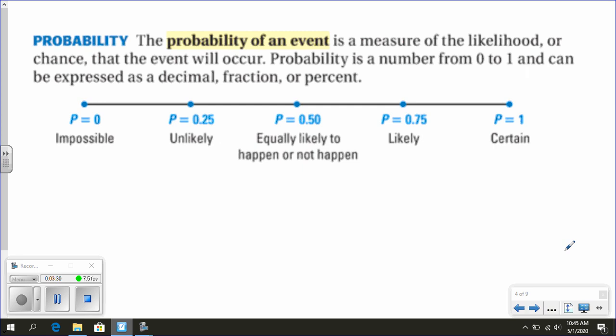Probability. The probability of an event is the measure of the likelihood or chance that it is to occur. Probability is a number from 0 to 1 and can be expressed as a decimal, fraction, or percent. So if we have a probability of 0, that means it's impossible, it's not going to happen. A probability of 1, that means it is certain, it is going to happen. And then we have everything in between.